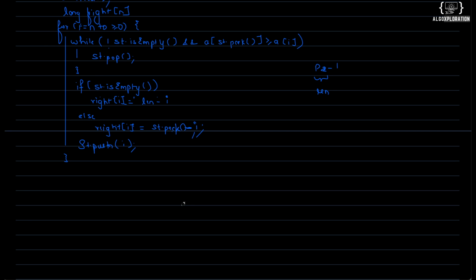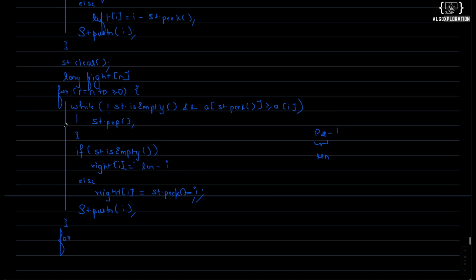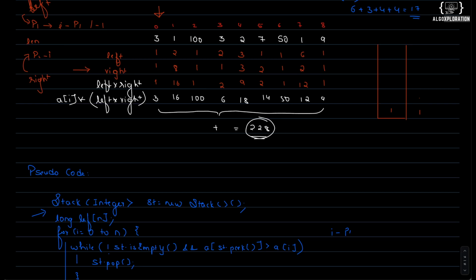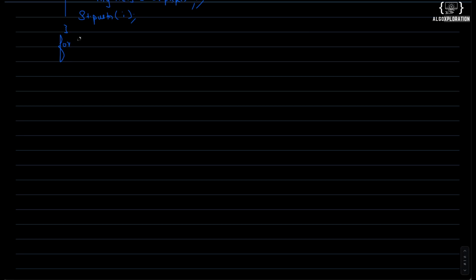Now I have created the left array as well as the right array. After that, I need to run just one for loop in which I need to calculate left into right. After calculating this, I need to multiply this value with this. Okay, so it will give me this. Okay, and simultaneously I will be calculating this sum as well. See, like this I'm talking about. I equals to 0 and it will be gone till n.